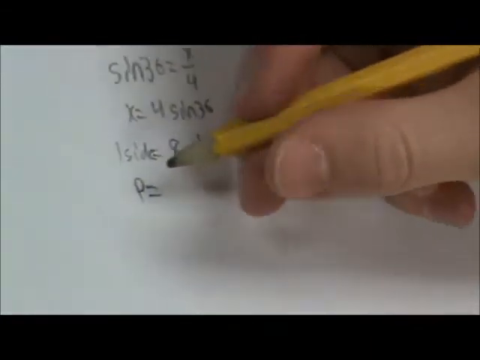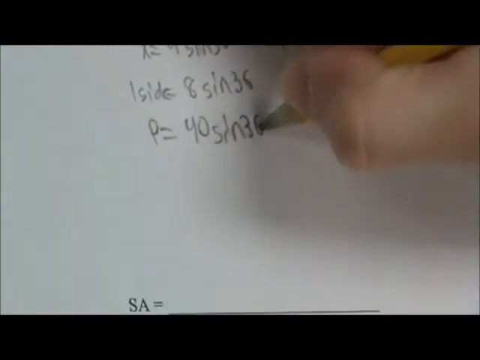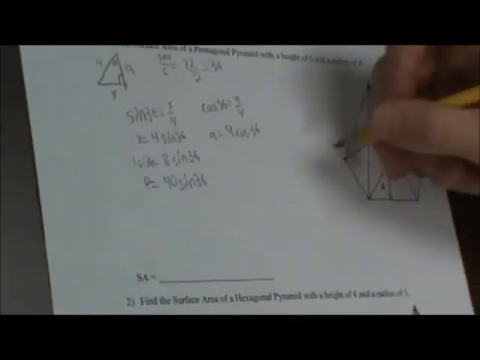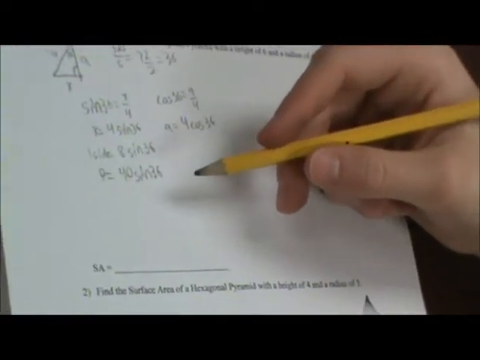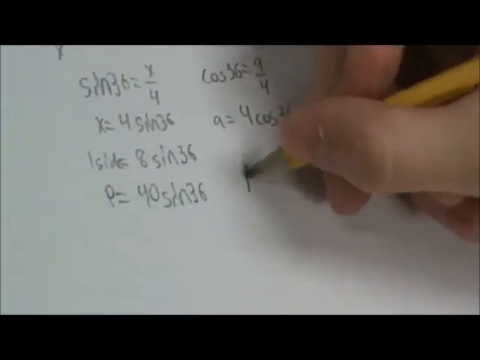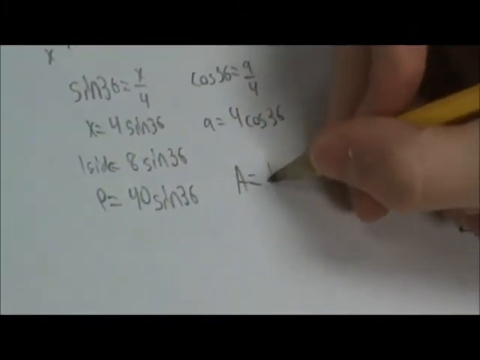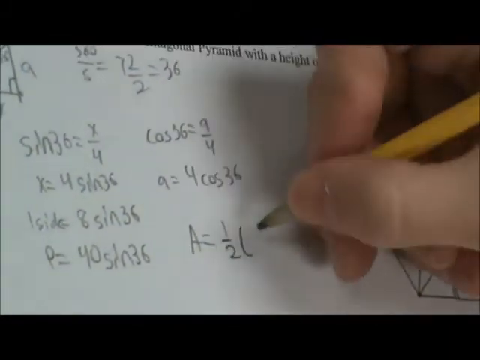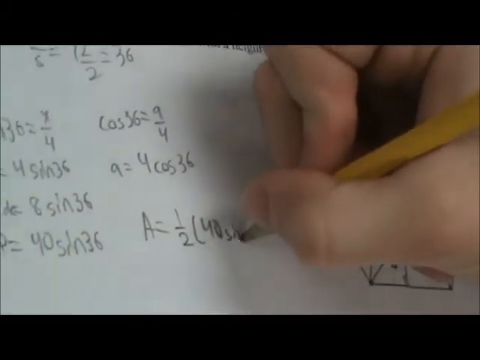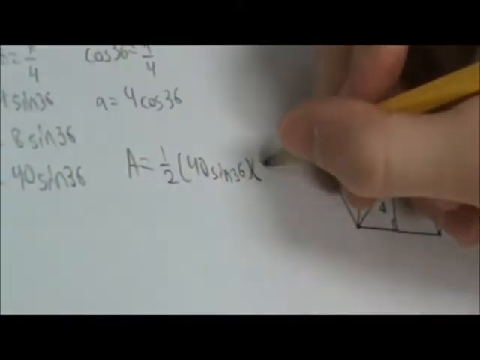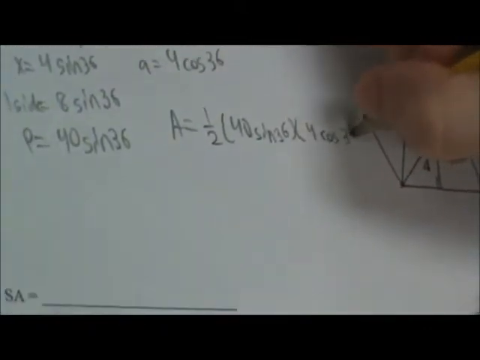And so that's all we need for the area of the base, which is key for finding the surface area. So the area of the base is going to be half times the perimeter times the apothem. So area is going to equal 1/2 of 40 sine 36 times 4 cosine 36. That goes in with the area of any regular pentagon, which is half the perimeter times the apothem. That's where all those numbers are plugged in.